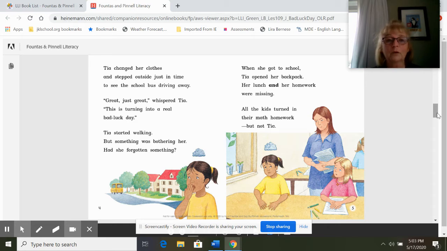Let's find the word bothering on page 4. We can look at it in those big parts. Bothering. There you go, right there. Bothering. Something was bothering Tia. She couldn't figure it out, but something was wrong. She'll find out later what it was.